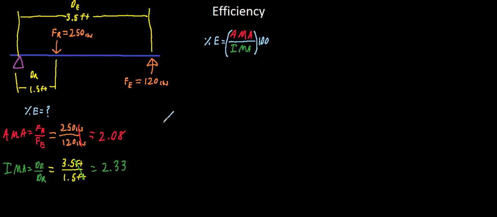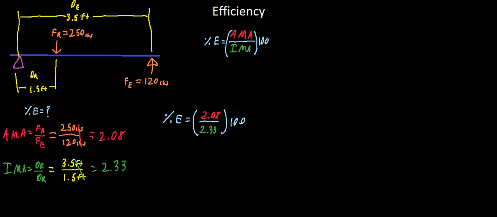We have everything we need. We write out percent E equals this equation. Let's give ourselves two big parentheses and a divide by. On top, we'll put our AMA, 2.08. And on bottom, we'll put our IMA, 2.33. And of course, we'll multiply that by 100.